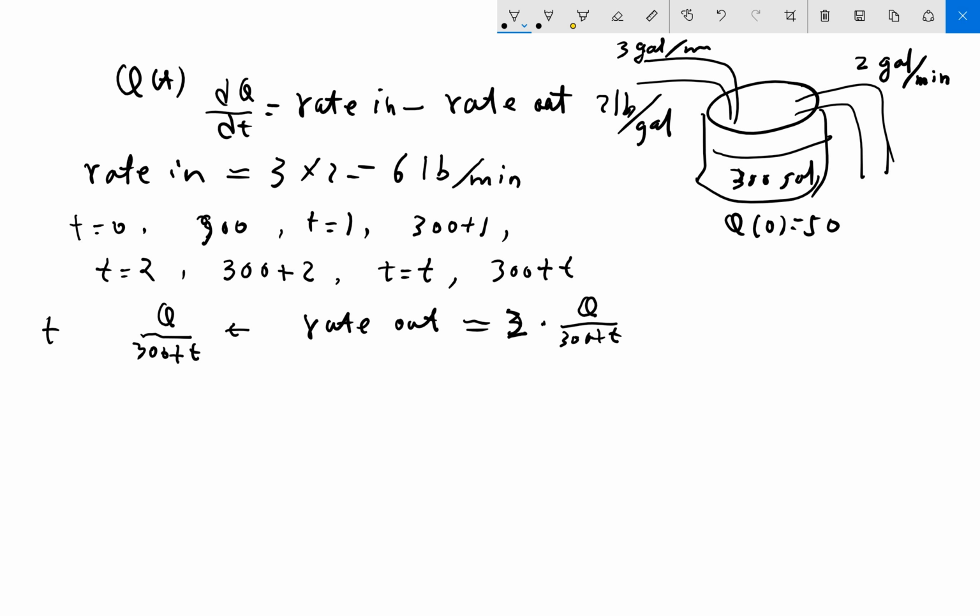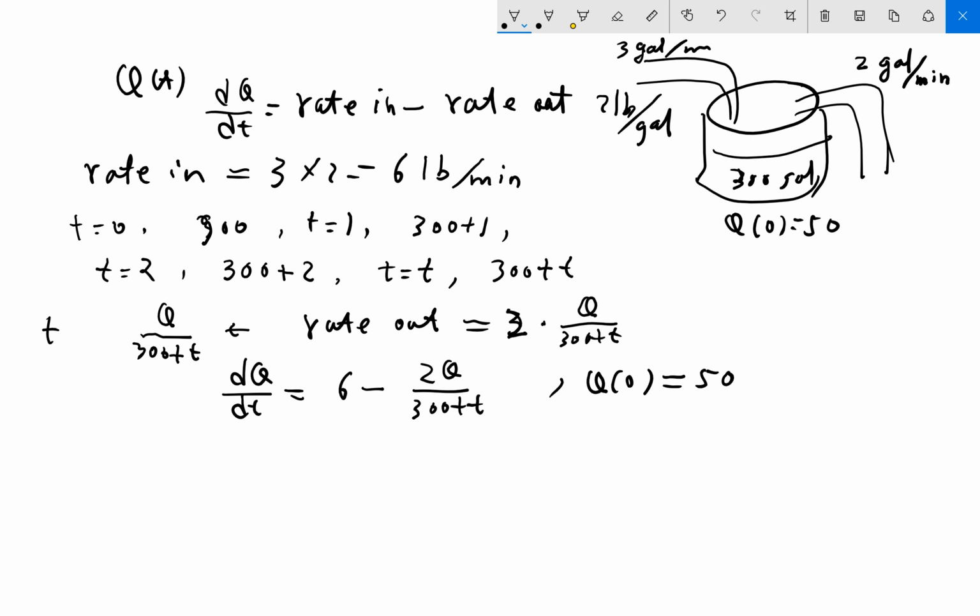Now we can write our differential equation. dQ/dt is equal to the rate in, which is 6, minus the rate out, which is 2Q over 300 plus t. Again, we know the initial condition. At the beginning, there's 50 pounds of salt in the tank. So if we solve this differential equation, we can find the Q, which is the number of pounds of salt in the tank.